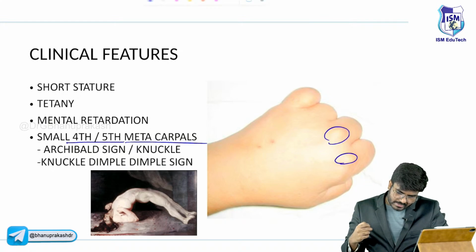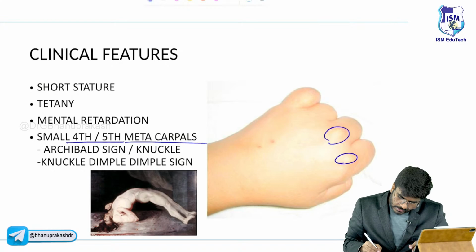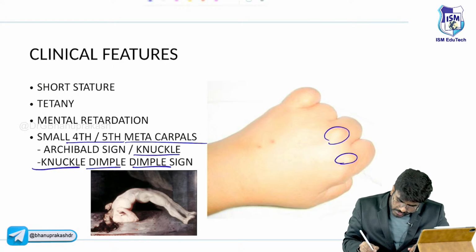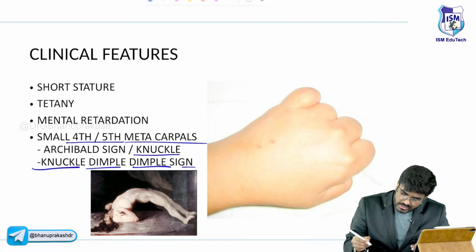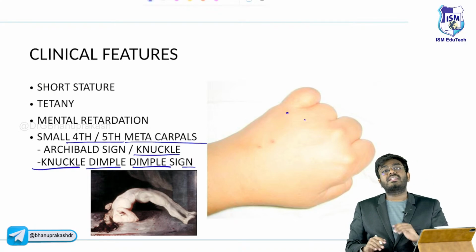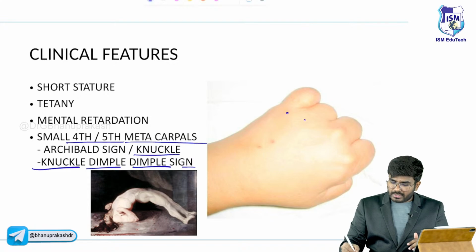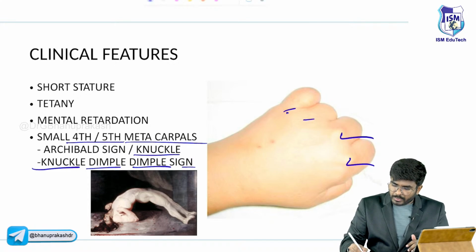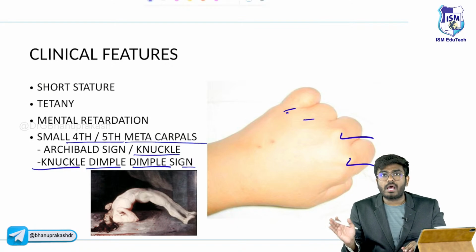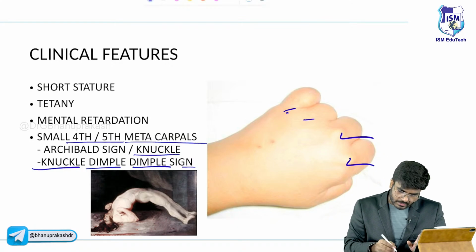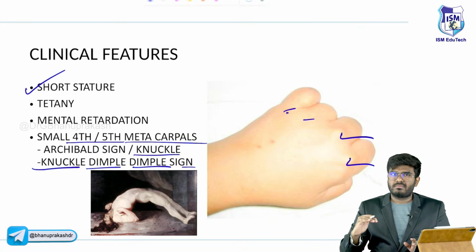So this is called as the knuckle dimple sign. Here you can see the knuckle, here also you can see the knuckle, but here you cannot see any knuckles. So that's a dimple, there is no knuckle. So knuckle dimple sign is seen in pseudohypoparathyroidism or Albert's osteodystrophy. Simple. Okay. So short stature.